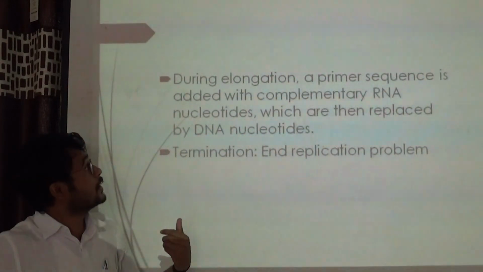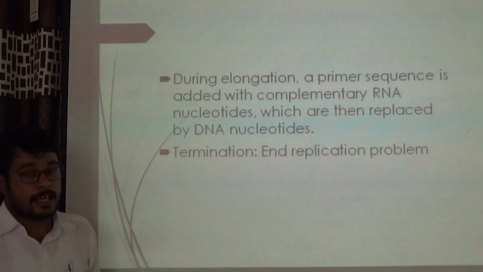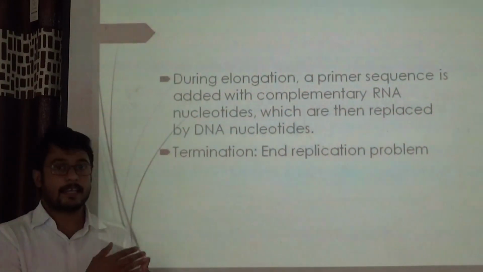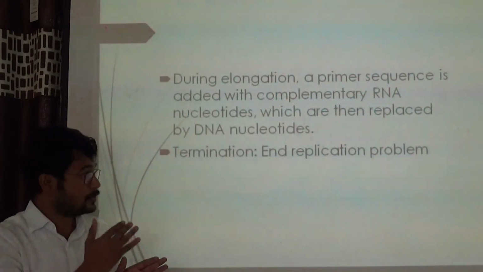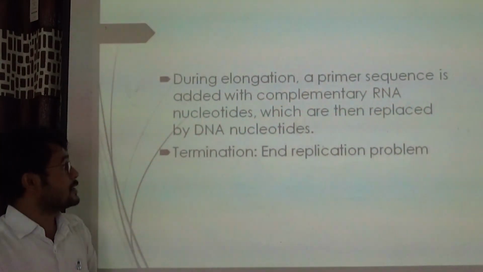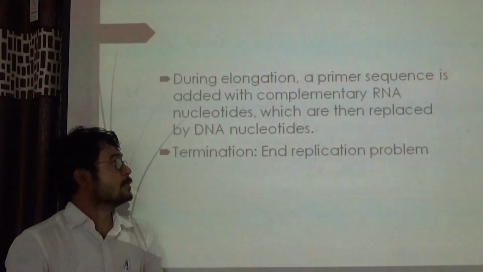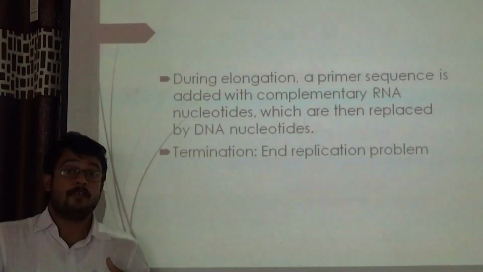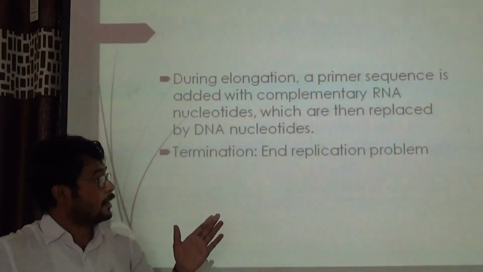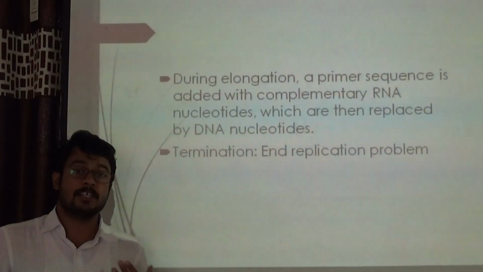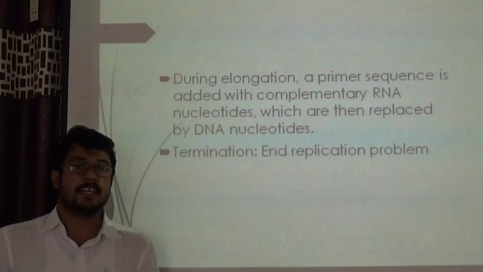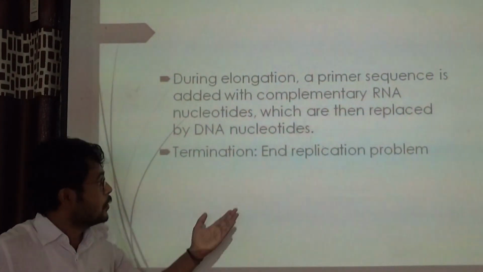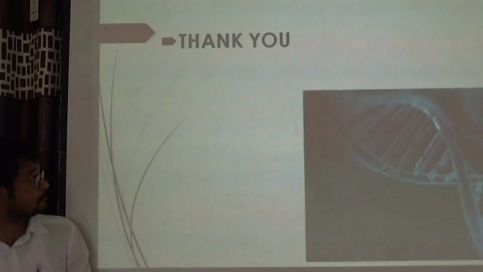The next one is elongation. In elongation, the primer sequence is extended. After that, nucleotides can be added and synthesis is done. After elongation, there is termination. At termination, the end replication problem is created. Which one? The linear form of DNA. In the case of eukaryotes, there is a termination problem. In the case of prokaryotes, there is a ter site, and at the ter site there are Tus and Ter proteins. Okay. Thank you.